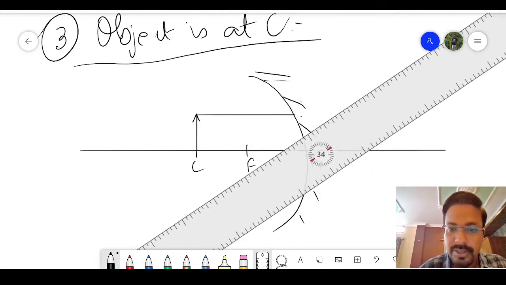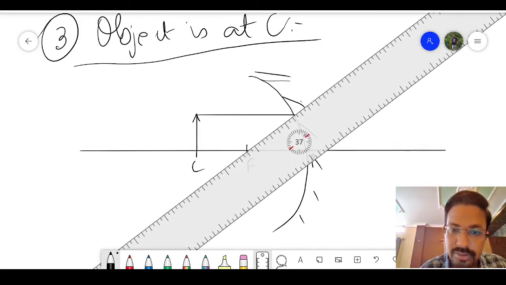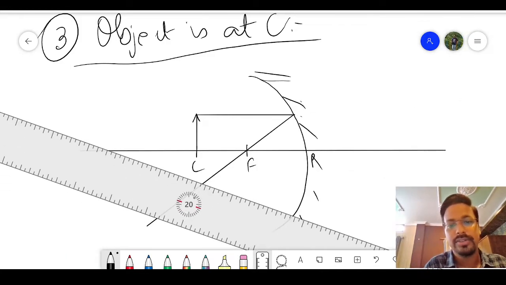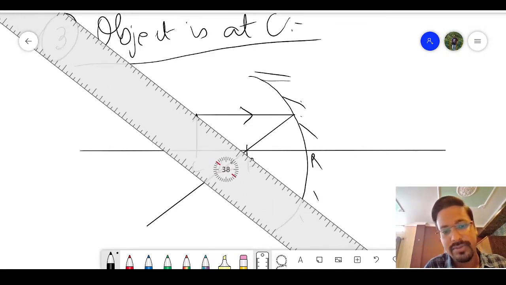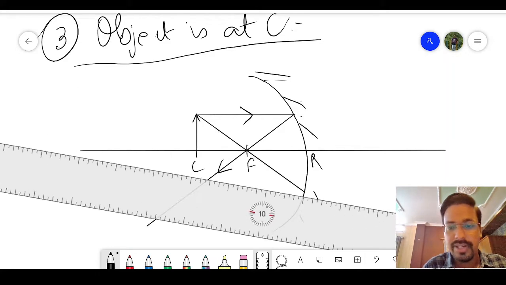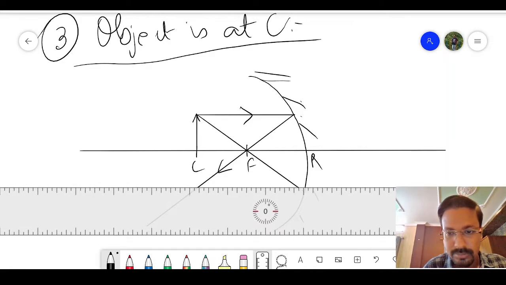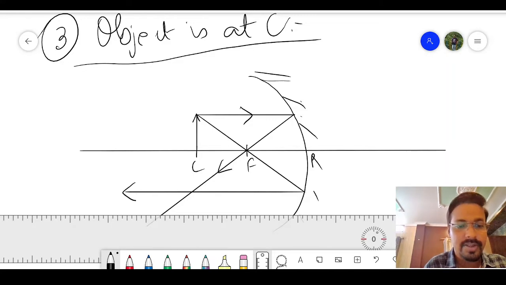Okay, this is not right. After reflection it will pass through the focus. Next we will draw a ray of light which passes through the focus, and of course after reflection it will become parallel to the principal axis. So now we will draw a ray of light which passes through the focus. After reflection it will become parallel to the principal axis.